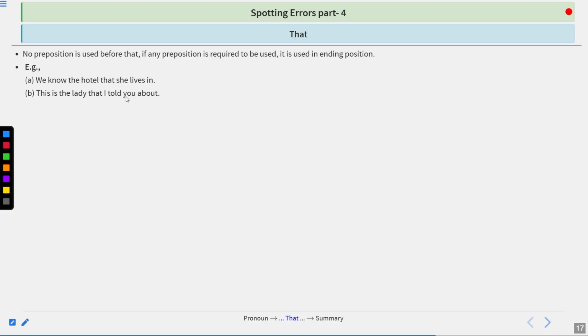This is the lady that I told you about. So we can't say this is the lady about that I told you. If you want to use a preposition before a relative pronoun, do not use that here. You can use which, whom as objects.